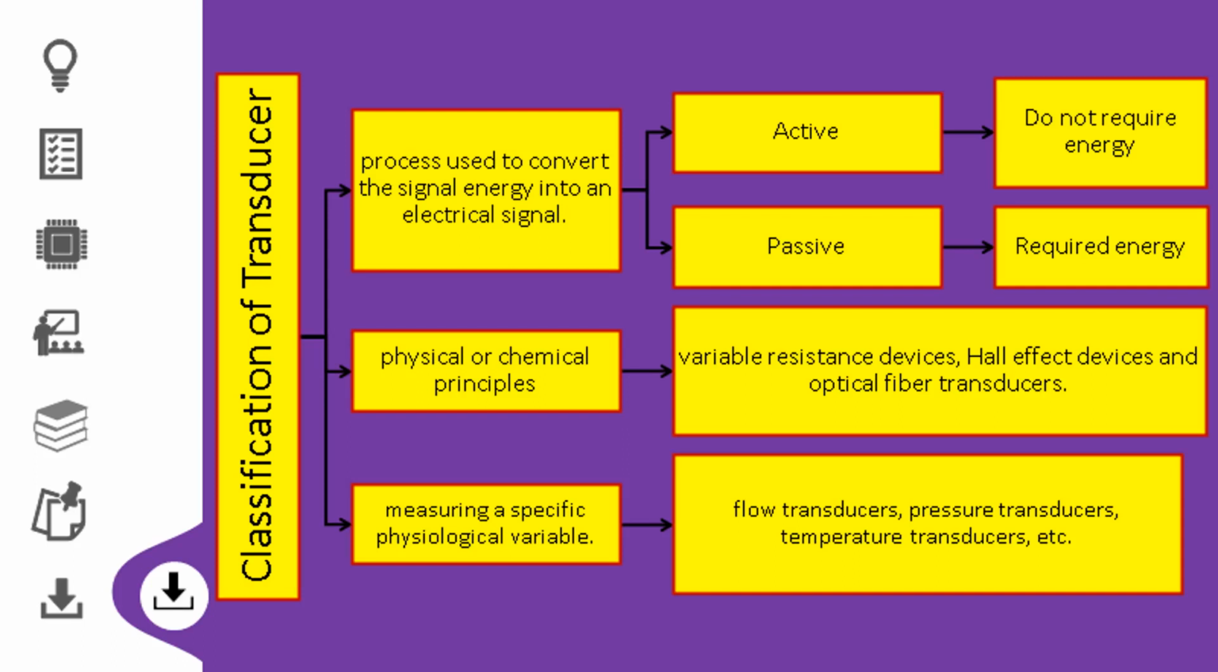They utilize the principle of controlling a DC excitation voltage or an AC carrier signal. For example, a variable resistance is placed in a Wheatstone bridge, in which the voltage at the output of the circuit reflects the physical variable. Here, the actual transducer is a passive circuit element but needs to be powered by an AC or DC excitation signal. Classification can also be based on the physical or chemical principles used, for example, optical fiber transducers. Lastly, classification is based on the application for measuring a specific physiological variable, for example, flow transducers, pressure transducers, temperature transducers, etc.